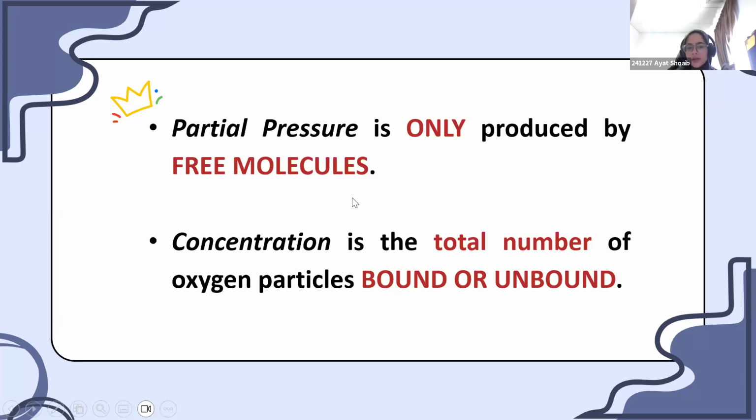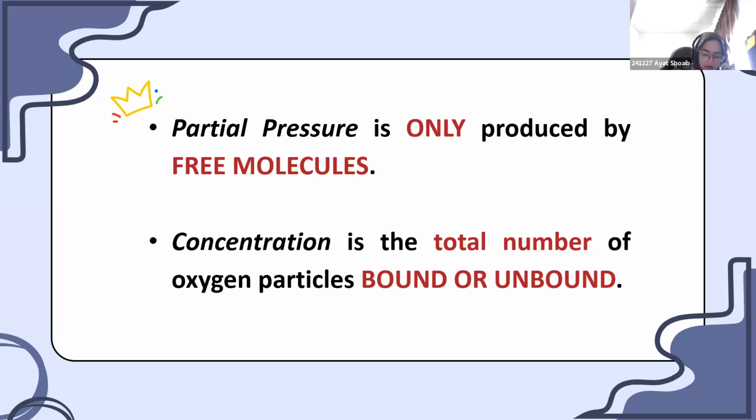So, partial pressure. This is another thing you really need to know so you don't confuse these two terms. Partial pressure is only produced by free molecules. As I said, they're their own people, they exert their own pressure, they're not bound to anything. However, concentration is going to be the total number of free and bound molecules. So it's both chemical and physical.